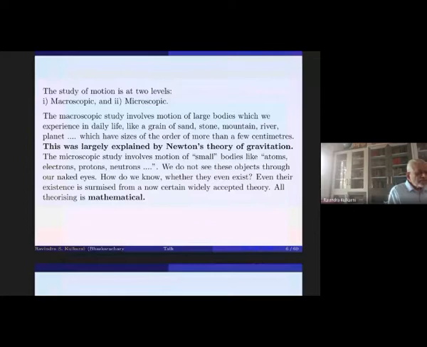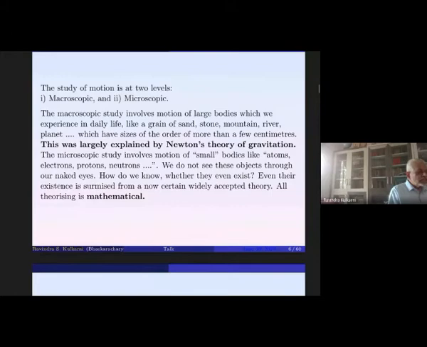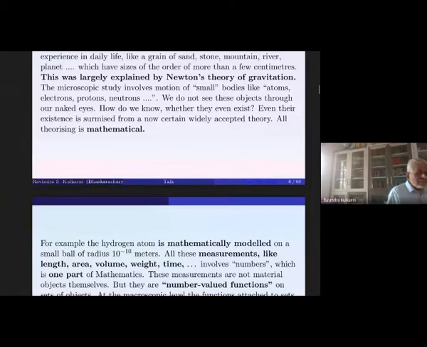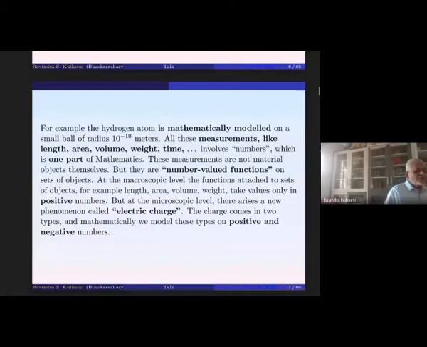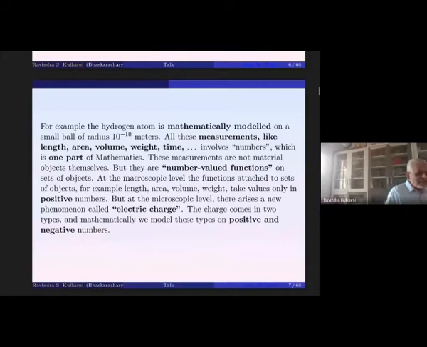By contrast, the microscopic study involves motion of small bodies like atoms, electrons, protons, neutrons. We do not see these objects with our naked eyes. But then how do we know whether they even exist? Even their existence is surmised from a certain widely accepted theory by now, and all this theorizing is mathematical. For example, you certainly learn now in chemistry courses that the hydrogen atom is mathematically modeled as a small ball of radius 10 to the minus 10 meters.